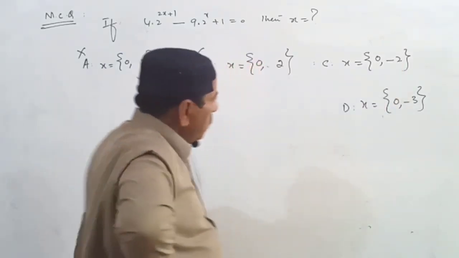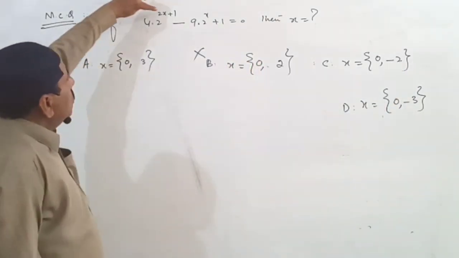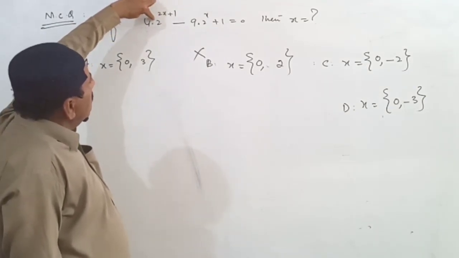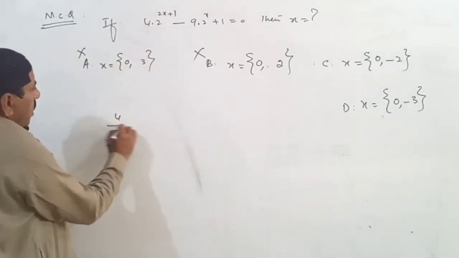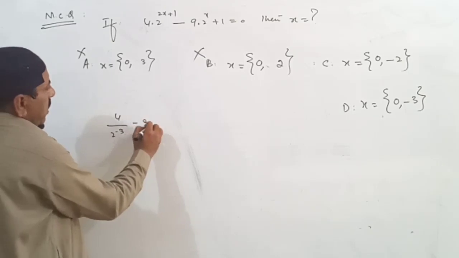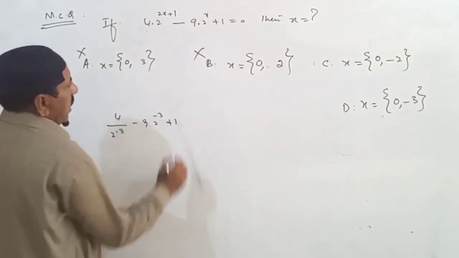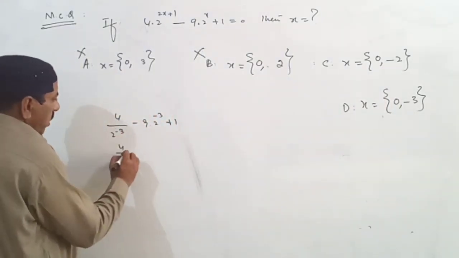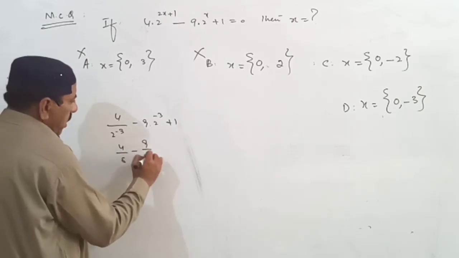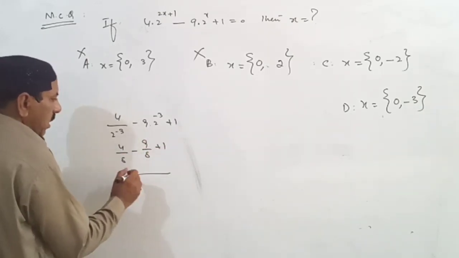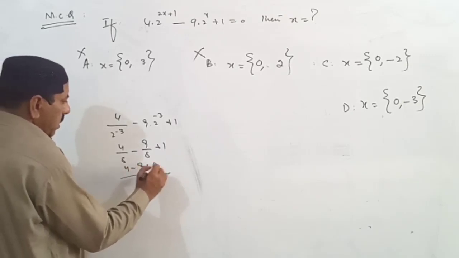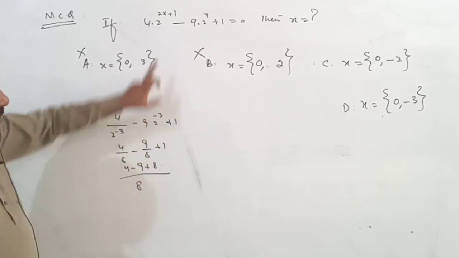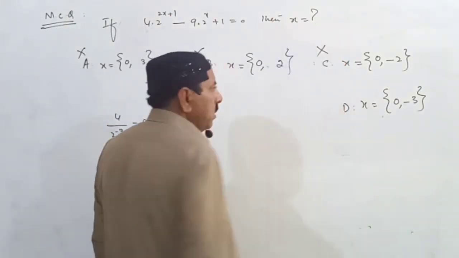If x is equal to minus 2, then 2 into minus 2 is minus 4, minus 4 plus 1 will be 2 power minus 3. So 4 upon 2 power minus 3, minus 9 into 2 power minus 3, plus 1. If it is equal to 0, then minus 2 is correct. So this will be 4 upon 8 minus 9 upon 8 plus 1. 8 is the LCM: 4 minus 9 plus 8, so 12 minus 9, 3 upon 8, which cannot be equal to 0. So this is also wrong.